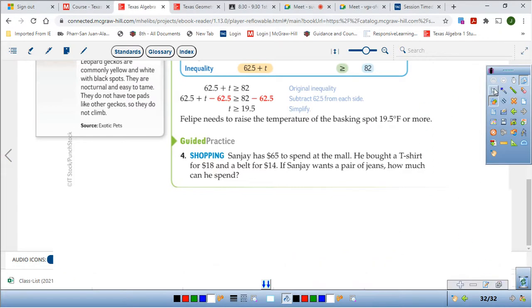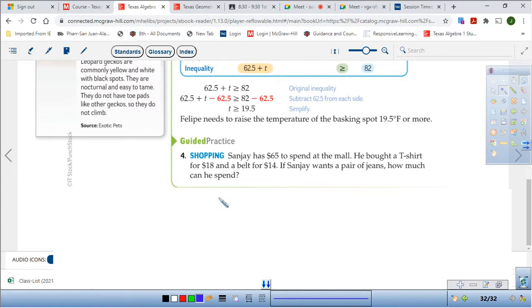Now, don't worry if you don't get it. Just practice makes perfect. Sanjay has $65 to spend at the mall. He bought a T-shirt for $18 and a belt for $14. If Sanjay wants a pair of jeans, how much can he spend?